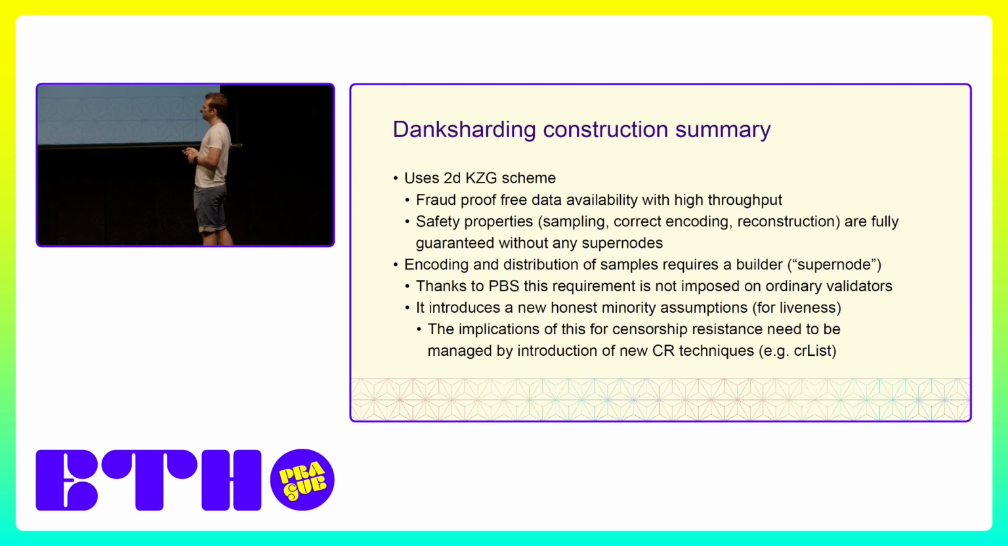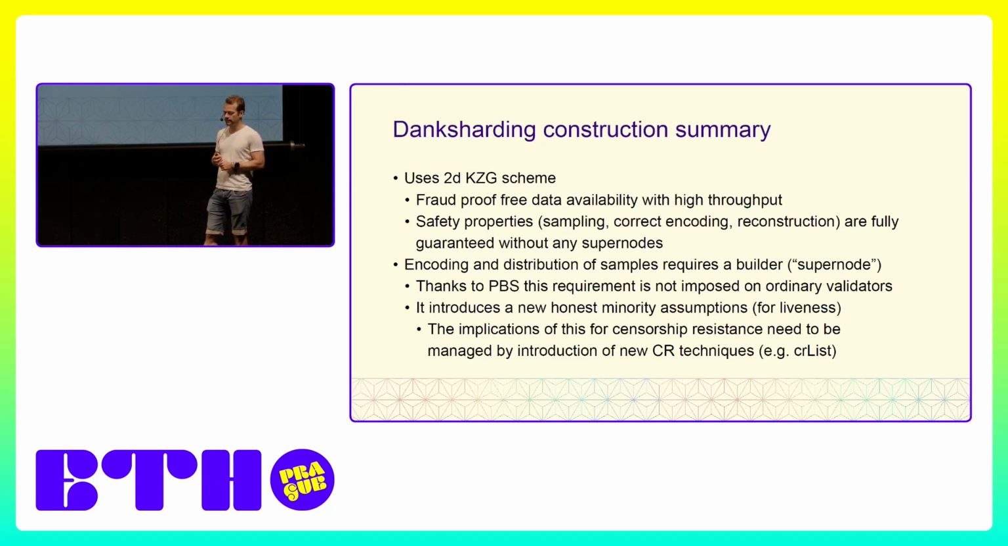So in summary, we're using the 2D KZG scheme, which allows us to construct a fraud-proof data availability scheme with high throughput and all the safety properties, so sampling of correct encoding and reconstruction, which ultimately is the necessity for convergence, so that ultimately all consensus nodes come to the same conclusion. They are fully guaranteed without any supernodes, so we don't have any requirements for a powerful actor in the peer-to-peer network in order to ensure these. And only the encoding and distribution of samples requires this builder.